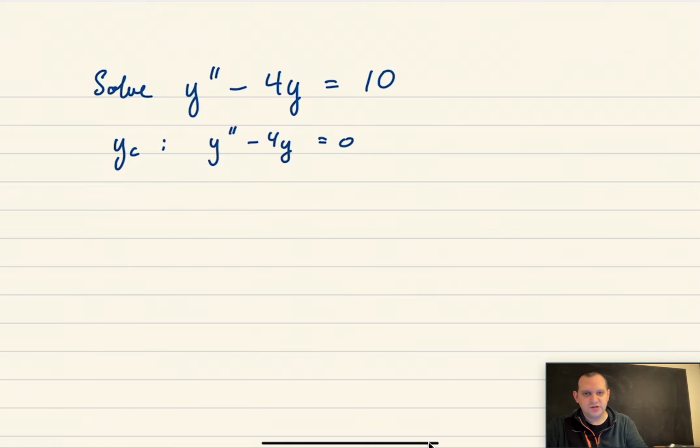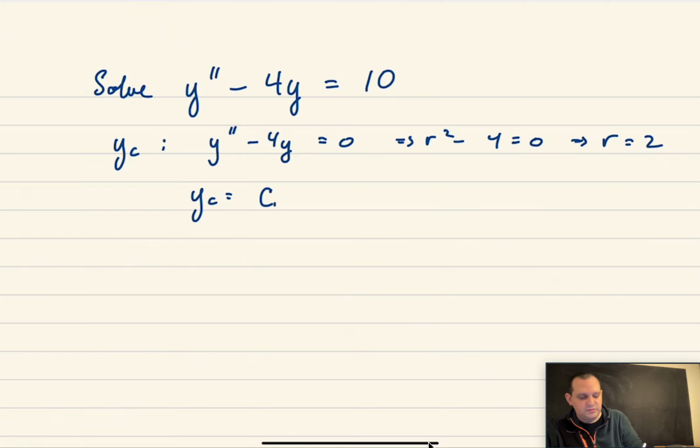And whatever the solution is, we'll call that y sub c. Hopefully we've done enough of these that you can just see what's going to happen. We're going to have r squared minus 4 equals 0. So this tells you that the solutions are r equals plus or minus 2. And therefore your complementary solution is going to be c1 e to the 2x plus c2 e to the negative 2x. And that's it for the complementary solution.